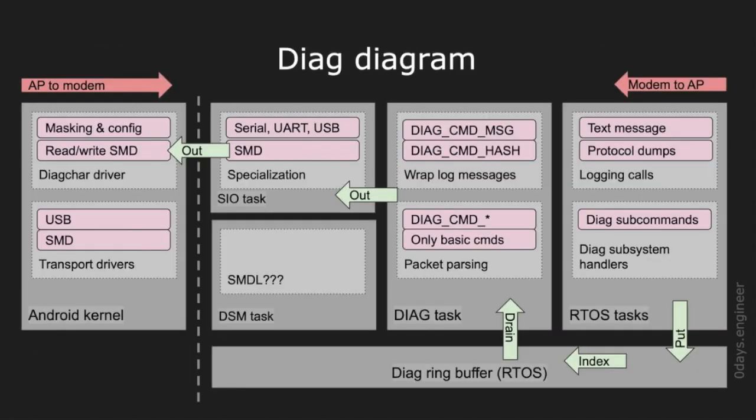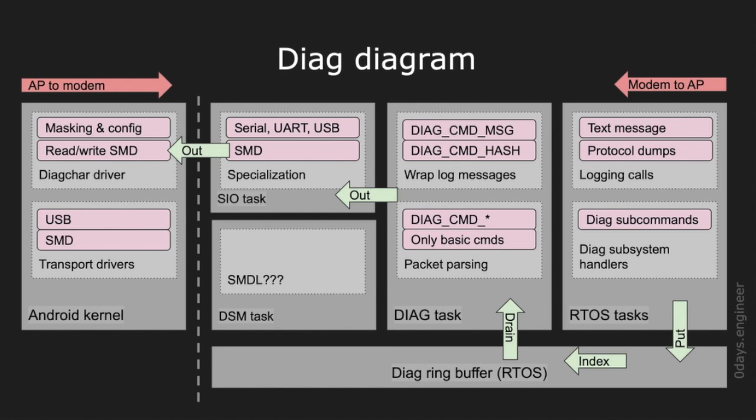The Diag implementation architecture is relatively simple. This diagram is based roughly on the same diagram that I presented in the beginning of the talk. On the left side there is the Android kernel, and on the right side there is the baseband operating system. Diag protocol actually works in both sides. It's not only commands that can be sent by the application processor to the baseband, but it's also the messages that can be sent by the baseband to the application processor. So Diag commands are not really commands, they're more like tokens that also can be used to encode messages.